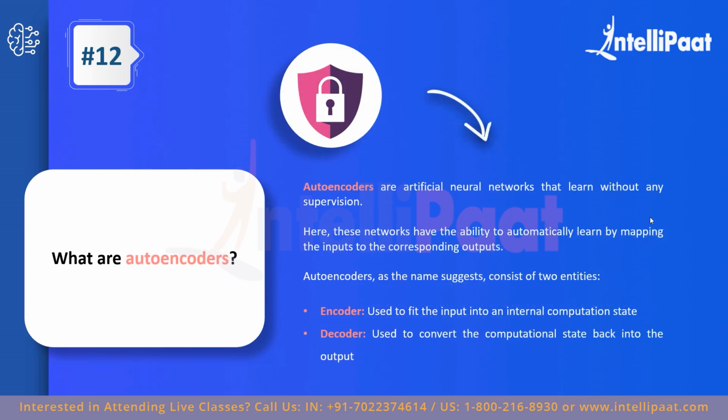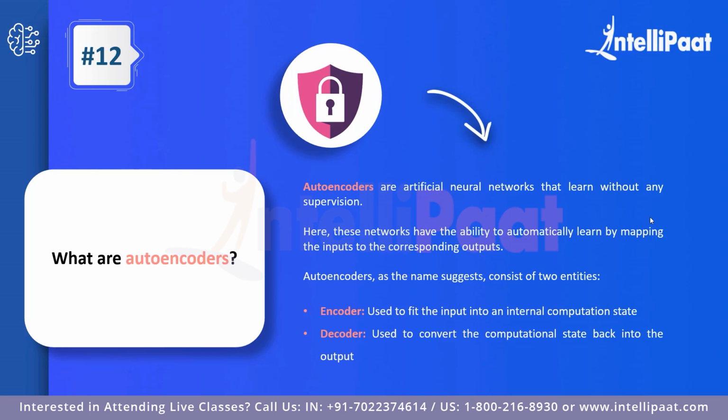Now with this, we can come to the 12th question that states, what are autoencoders? Autoencoders are artificial neural networks, and this is something very important that you should know. And of course, they do not have any supervision, as they have the ability to automatically map inputs and find outputs and work with them on their own. So it's a very interesting concept to work with autoencoders, and these are very efficient as well.